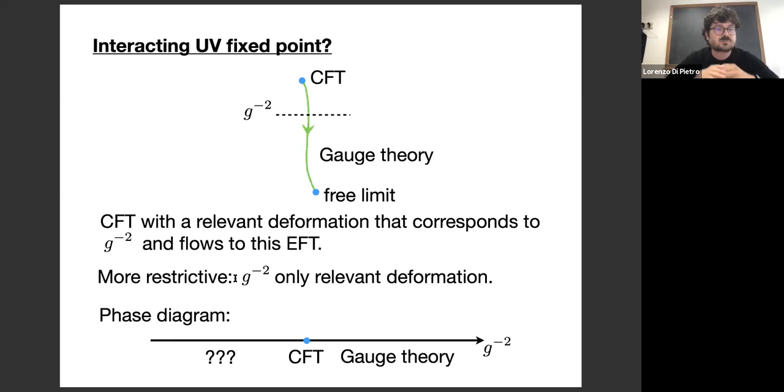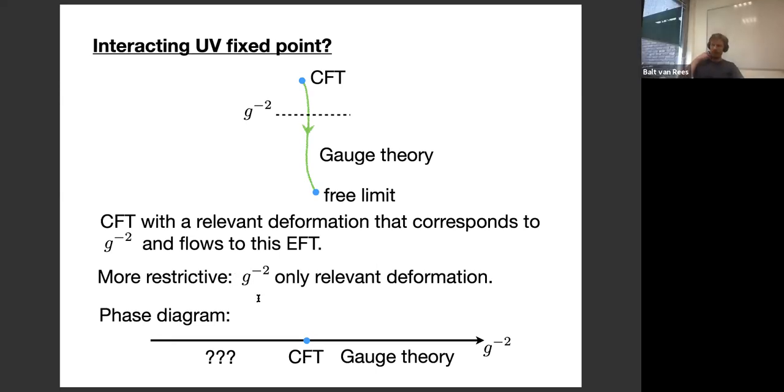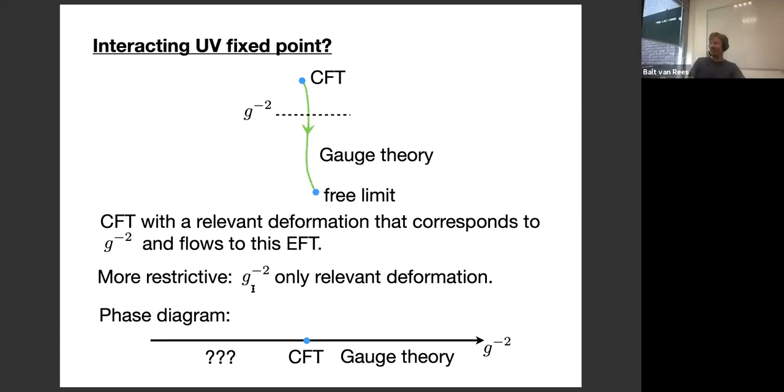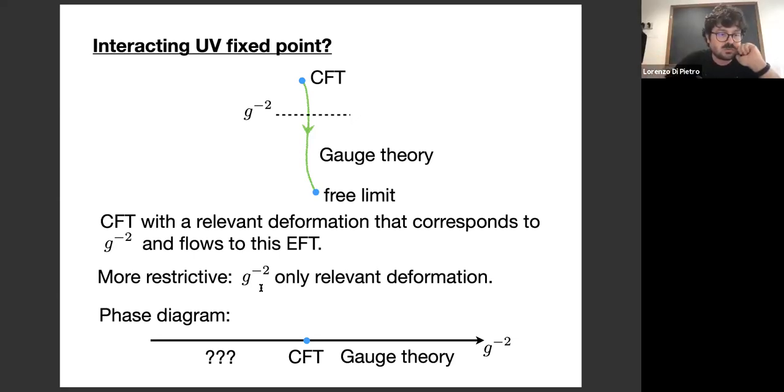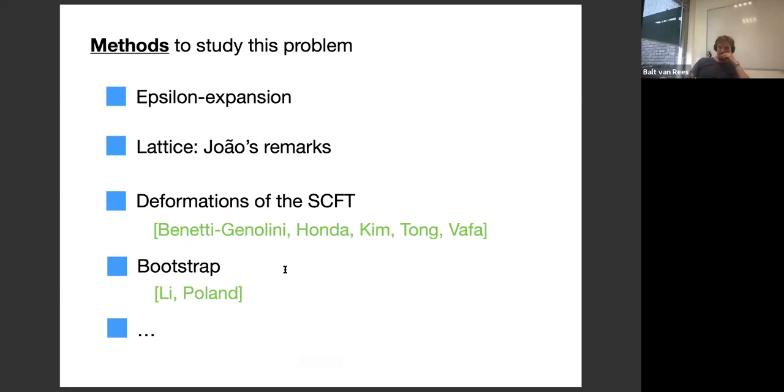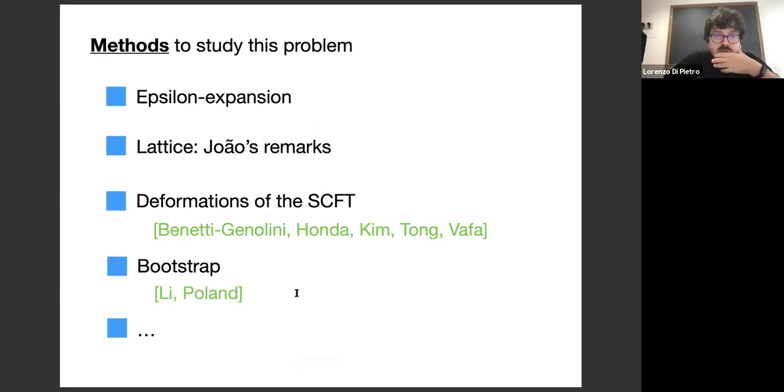Okay, yeah, that seems possible. That's why I was asking. So yes, there are no SCFTs known with a single relevant deformation. In that case, you need to turn on two at the same time in order to flow to Yang-Mills. So it doesn't fall in this more restrictive setup. Okay, thank you. So these are the methods.